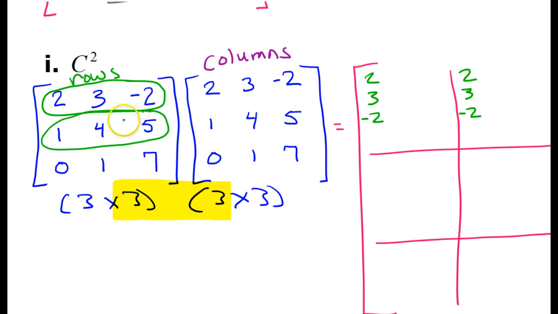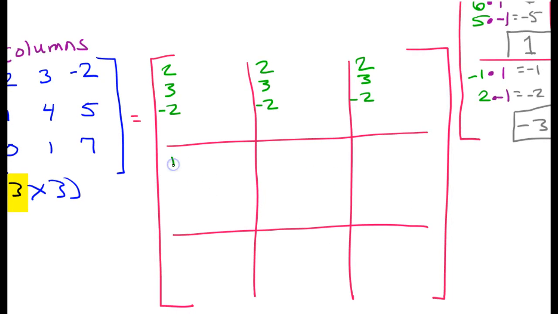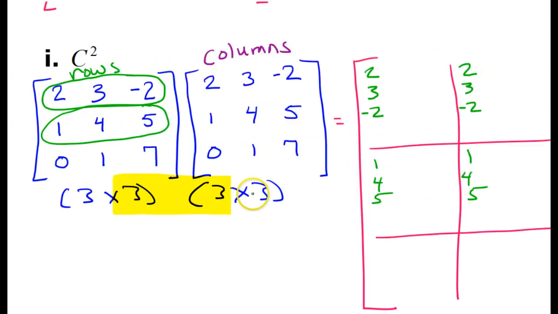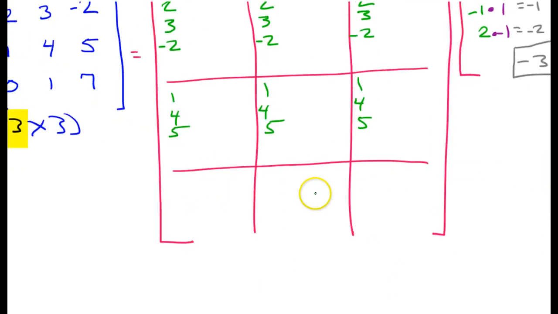Row 2 is 1, 4, 5. Row 2 goes across row 2. So I'm going to put 1, 4, 5, 1, 4, 5, 1, 4, 5, all across row 2. Row 3 is 0, 1, 7. Row 3 goes across row 3. So 0, 1, 7, 0, 1, 7, 0, 1, 7.